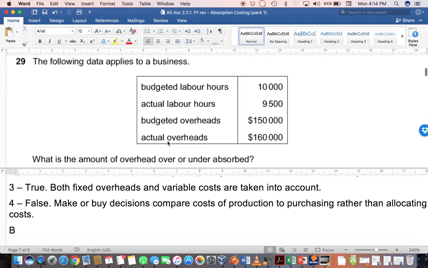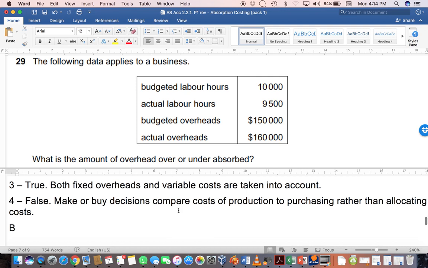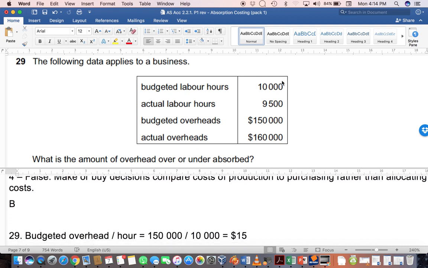Number 29. The following data applies to a business. We are given the budgeted labor hours versus the actual labor hours and the budgeted overheads and the actual overheads. The question asks, what is the amount of overhead over or under absorbed? Remember that these overheads are going to be allocated to the products based on the labor hours in this case.